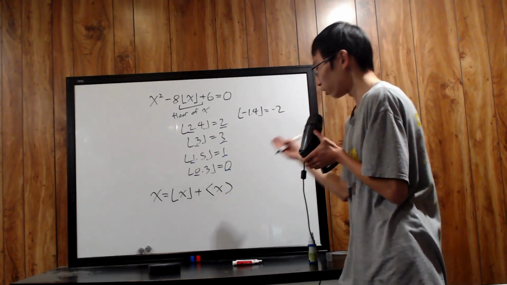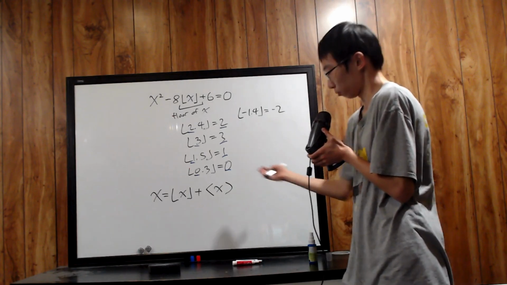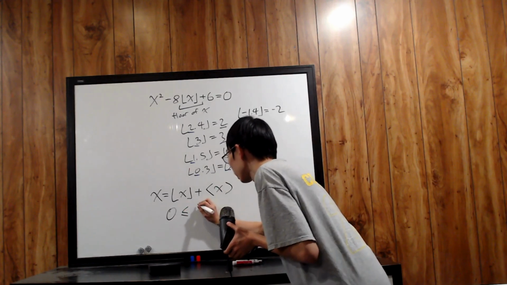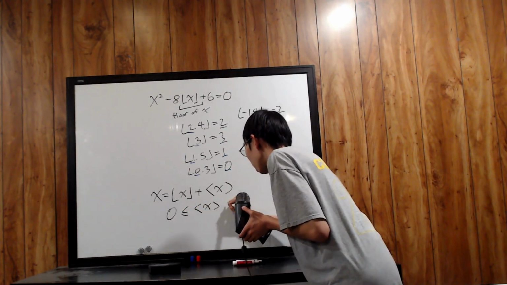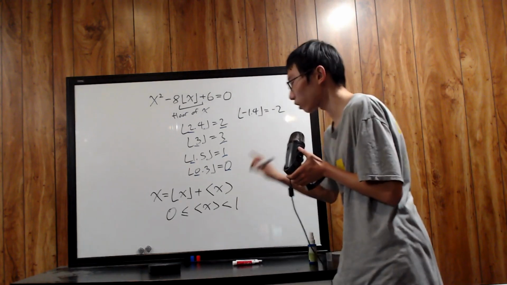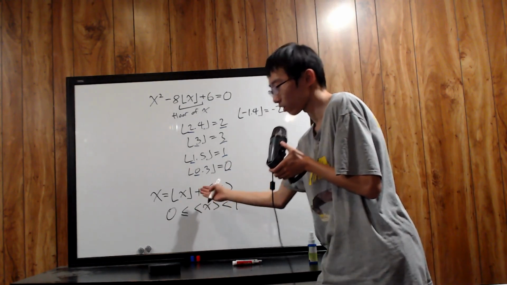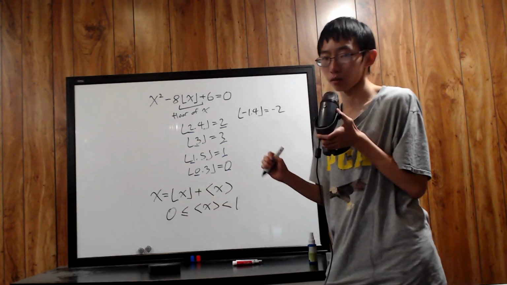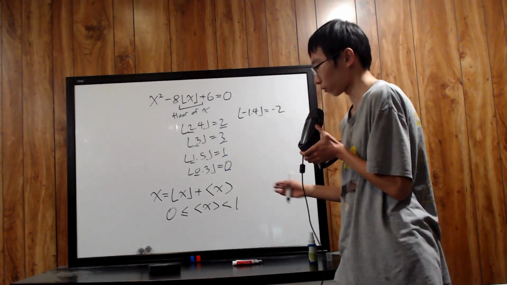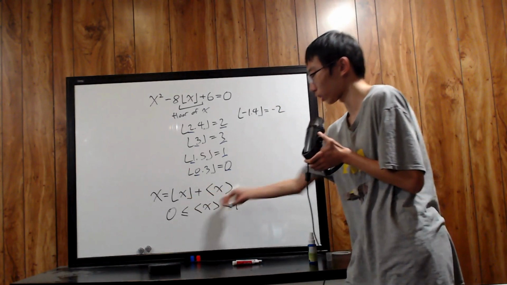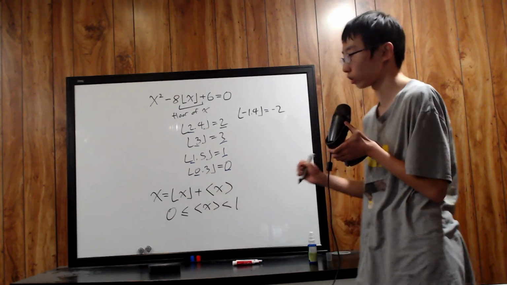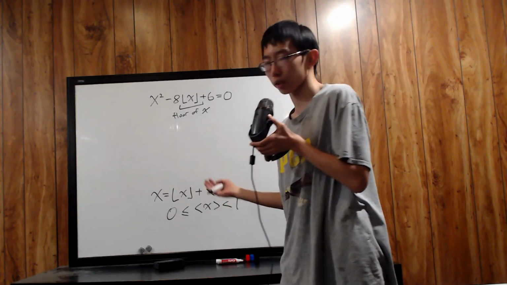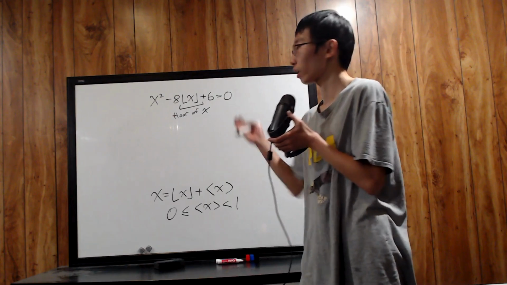Now, notice that the fractional part of x, by convention, should always be within this interval. It should always be greater or equal to 0 and strictly less than 1. Now, this makes sense. If it's 0, then it's an integer. If it's anything in between, then it's not an integer. It's like a decimal.